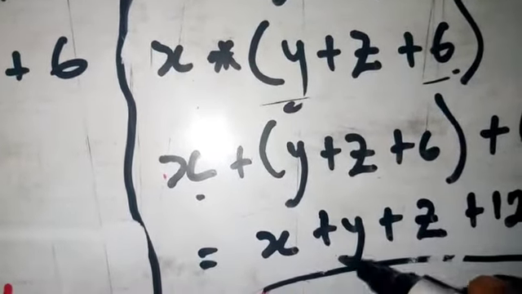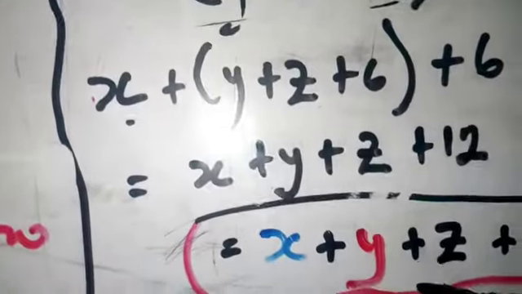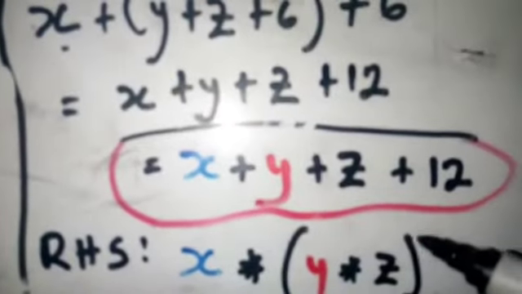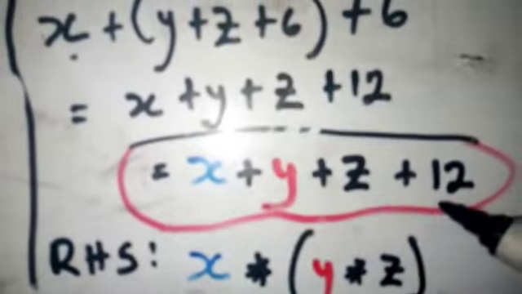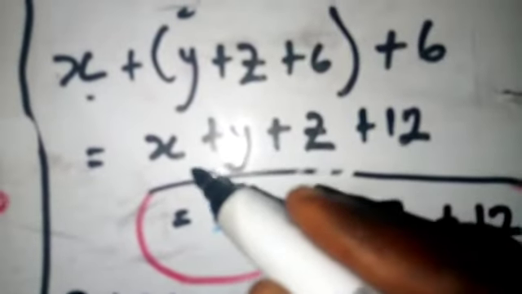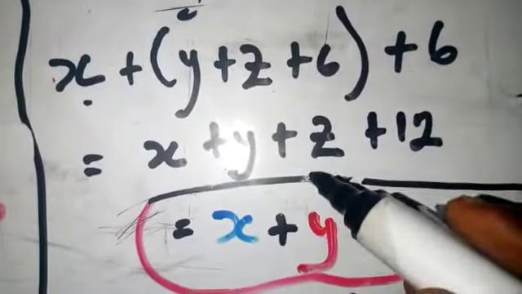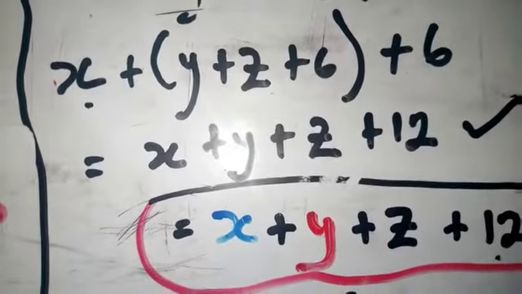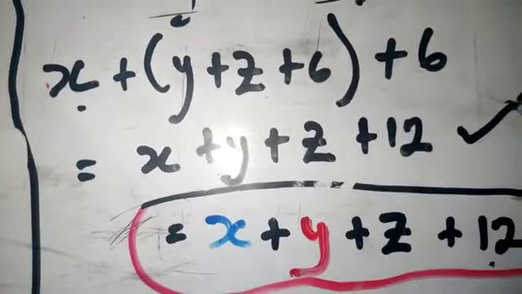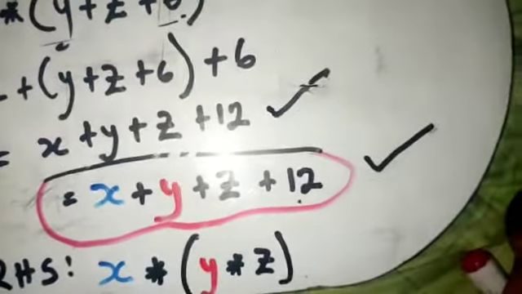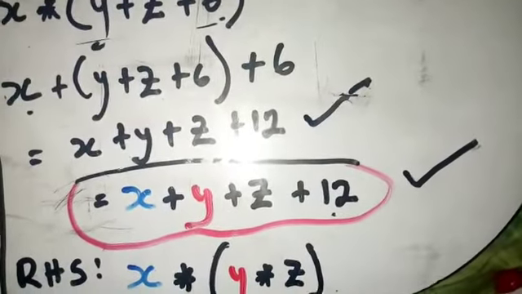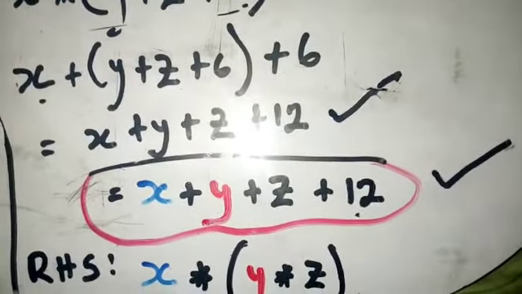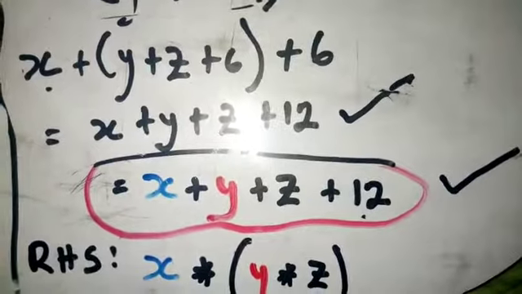So can you see that this and this are the same, right? What we got first was x plus y plus z plus 12. So the second one also gives me what? x plus y plus z plus 12. So this tells you that the operation is what? Associative. Is that okay? That is very simple how you tackle any associative question.